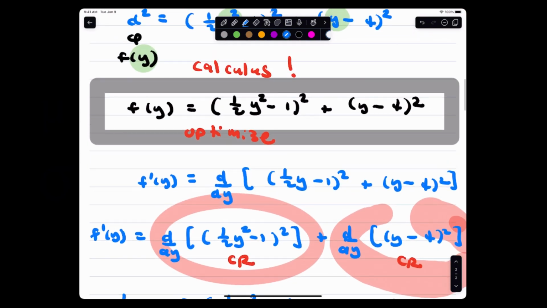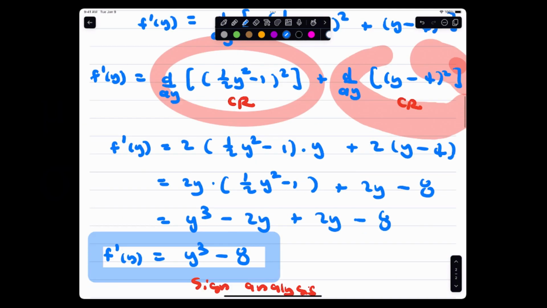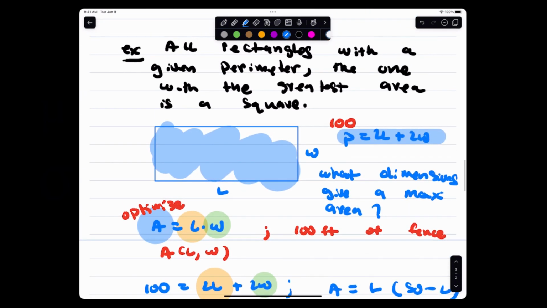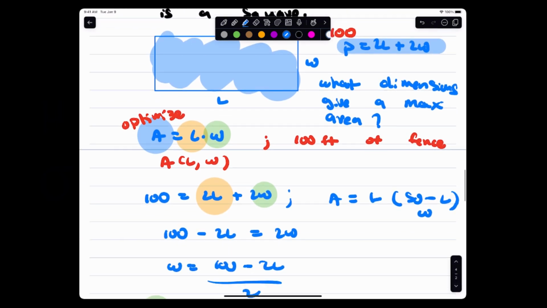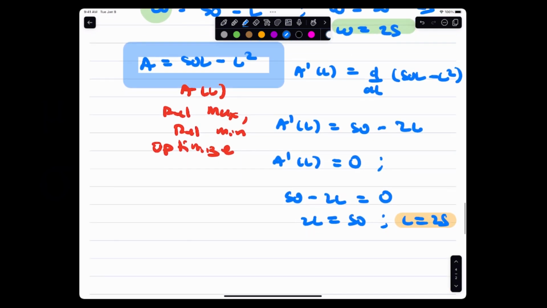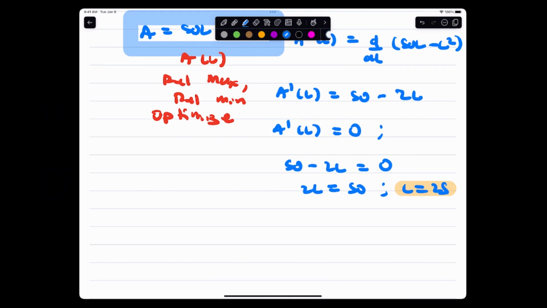Closest point on a curve to another point off the curve. That's one classic demonstration. Another one is showing the class that there's no way you can create a rectangle. I mean, you can create a rectangle. They all have areas. But if you want to maximize the area, finding a max has to be a square. There's no way around it. And that's another classic demonstration of optimization. There's a lot I can do.